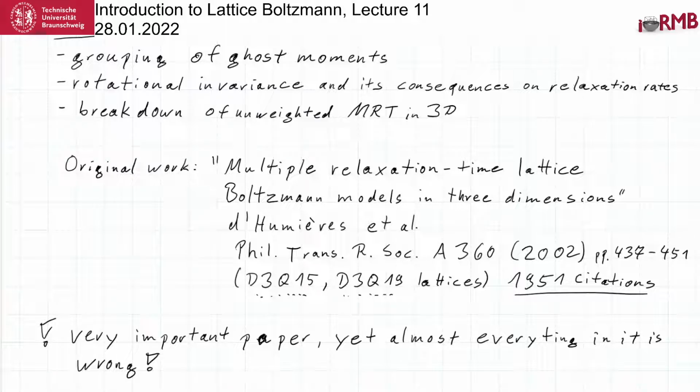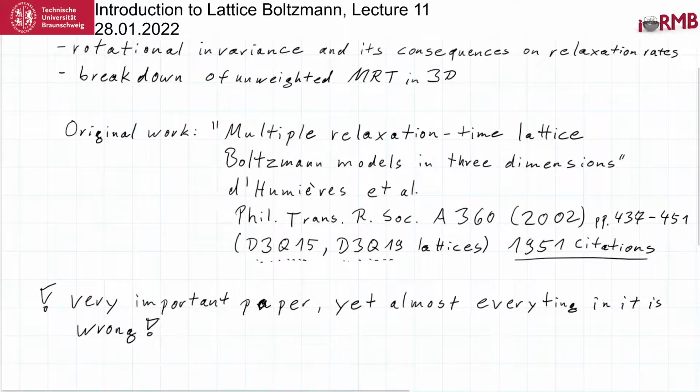And this paper, as you see, it's important. It has 1,951 citations when I checked, I think, yesterday or so. So this is a very important paper, and a lot of these citations are actually from me. So I'm citing this paper very often. Yet I have to say that almost everything in this paper is wrong.